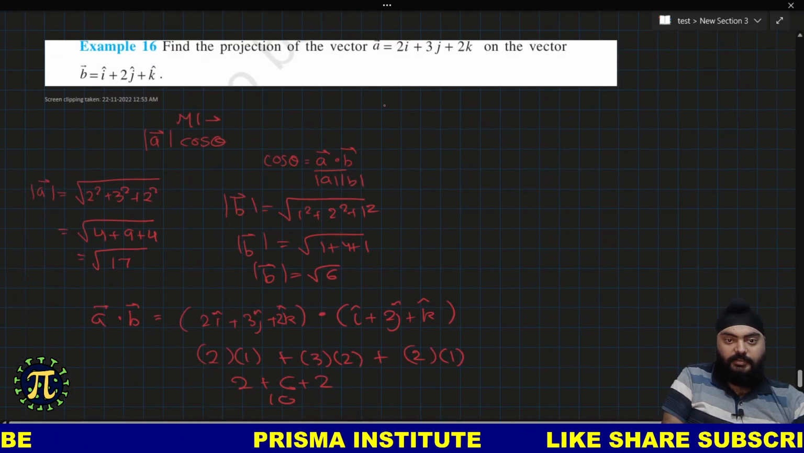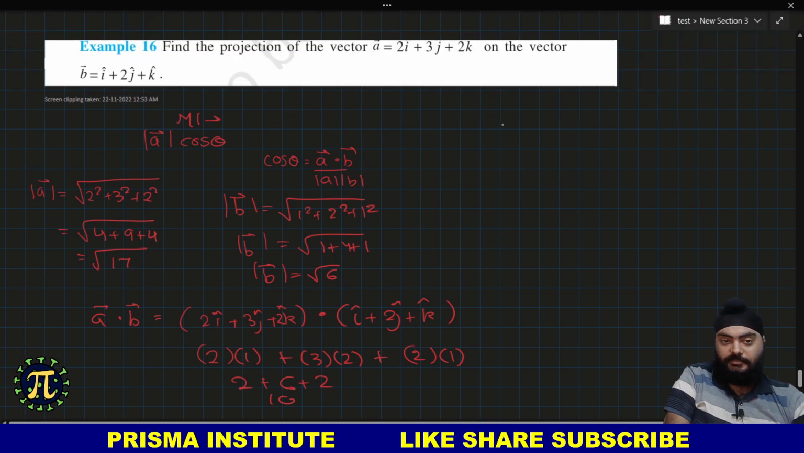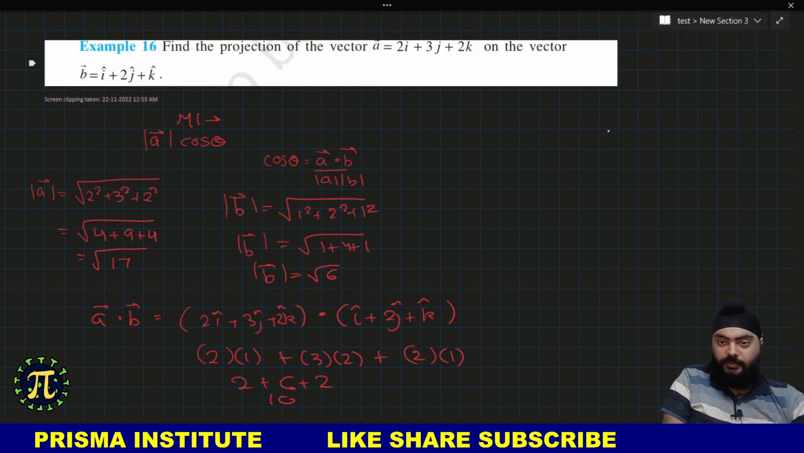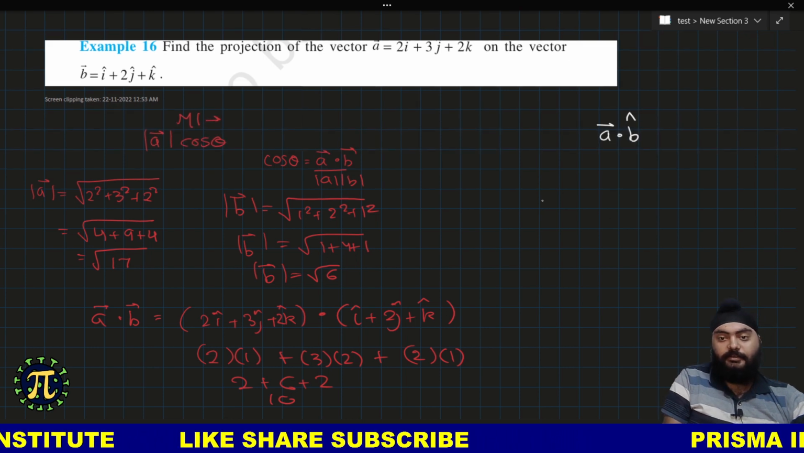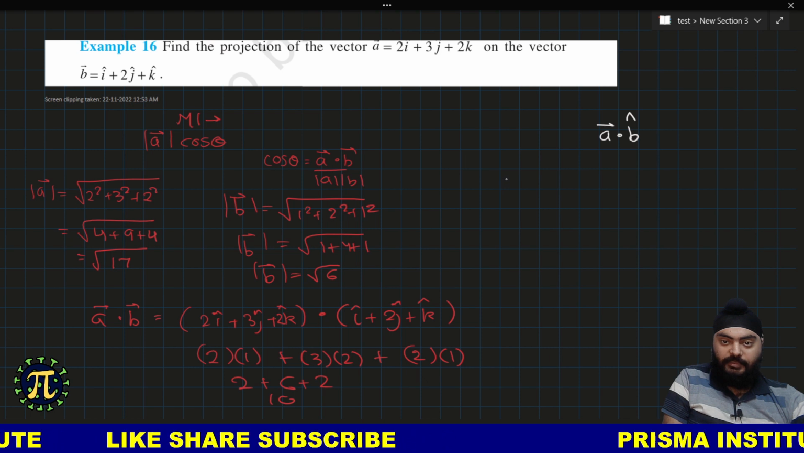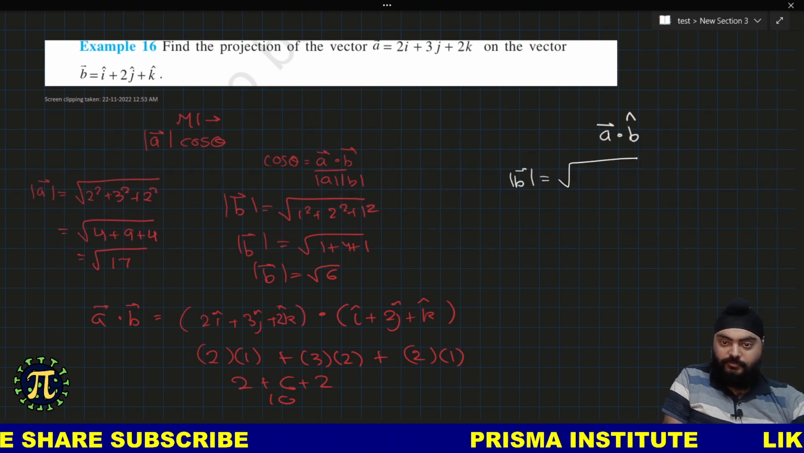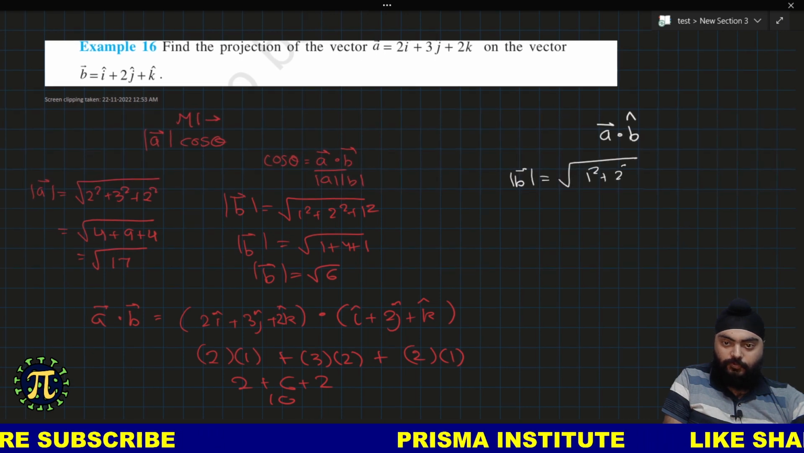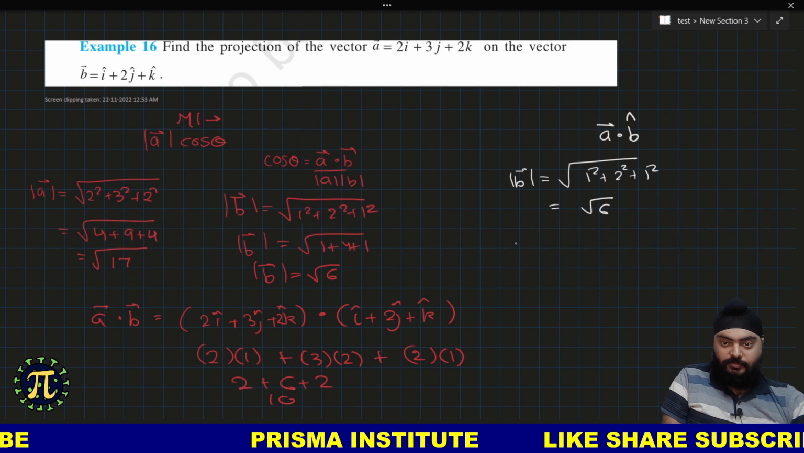Yes. So method 2, which will be much simpler if you remember the definition. If you don't remember, do it like this. If you remember, projection of A on B क्या होता है? A dot B cap होता है simply, right? ठीक है. So let's find first B cap vector, right? तो B cap निकालने के लिए हम क्या निकाल लेते हैं? Mod of B vector. Mod of B vector is square root of 1 square plus 2 square plus 1 square, which is root 6. So B cap हमें मिल गया.